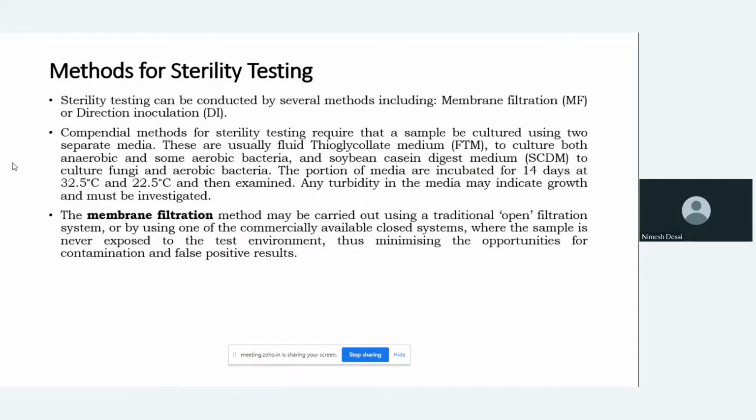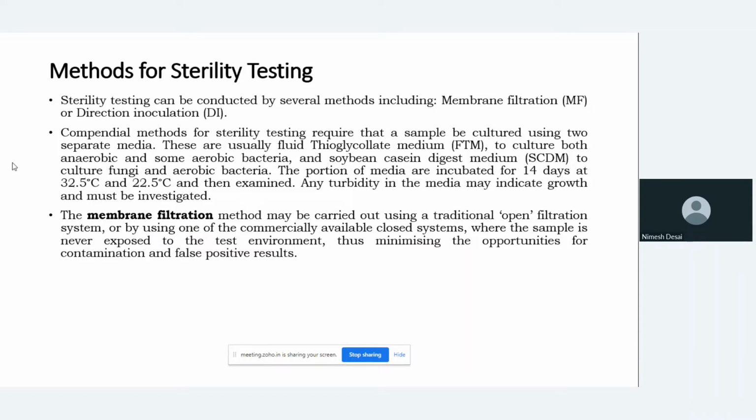In the sterility test, how do we perform the test, what kind of media do we use, and what are the incubation conditions and duration? First of all, there are two types of media used. One is SCDM, soybean casein digest medium, and the other is fluid thioglycolate medium. SCDM supports the growth of aerobic microorganisms as well as fungi and yeast, while fluid thioglycolate medium supports the growth of anaerobic as well as aerobic microorganisms. That's why we use these two kinds of media.